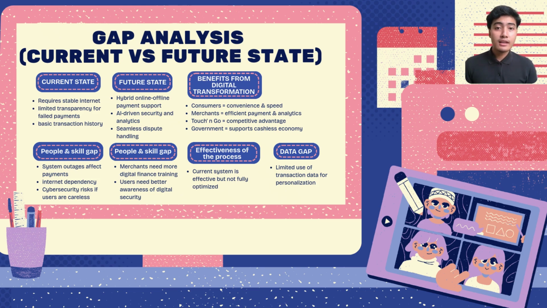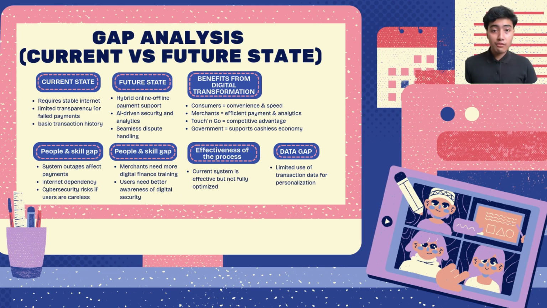In addition, there is limited transparency. When a transaction fails, users may not immediately know whether the payment was successful, pending, or unsuccessful. The system also provides only basic transaction history, which limits users from fully understanding and analyzing their spending patterns.